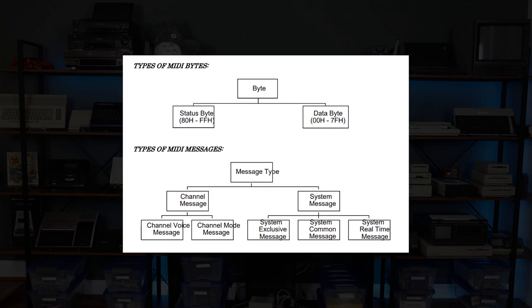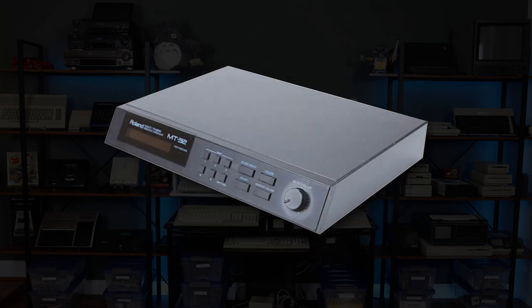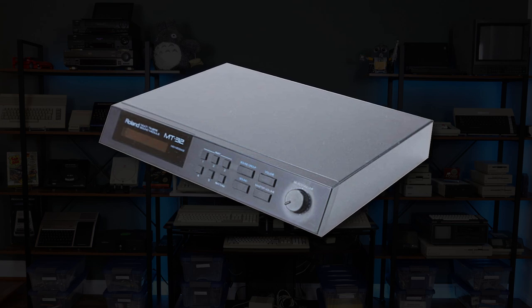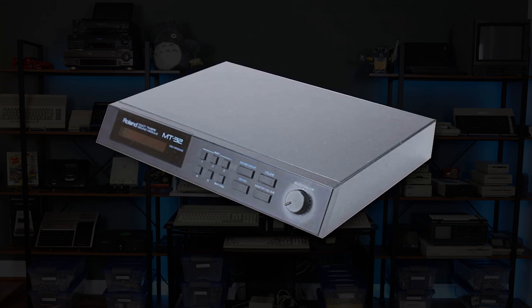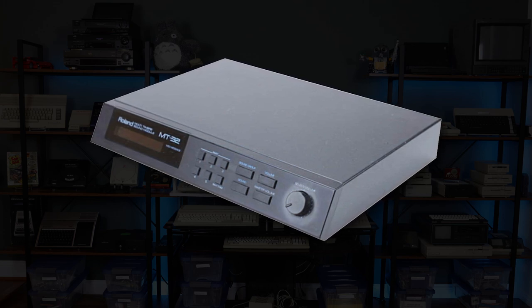So now, let's take a quick look at two of the MIDI devices we'll be using with the MiSTer today. The Roland Multi-Timbre Sound Module, or MT32, is a MIDI synthesizer that was first released in 1987 for a price of $695, or $1,600 in today's currency.